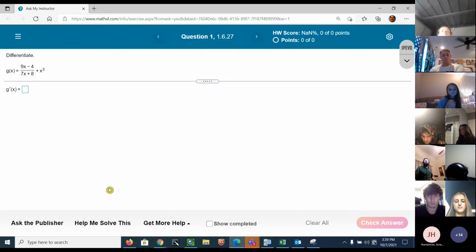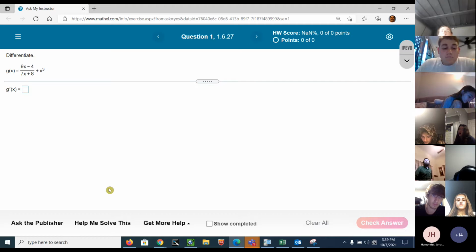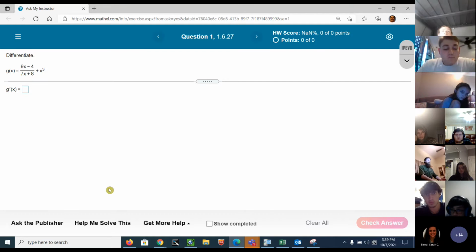That could be a test question. I think we did one like this. 9x minus 4 over 7x plus 8 plus x to the third, and that's f of x. All you got to concentrate on is this, because you can take the derivative of this pretty much any time.